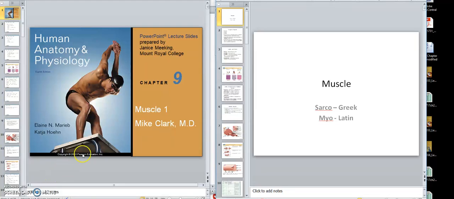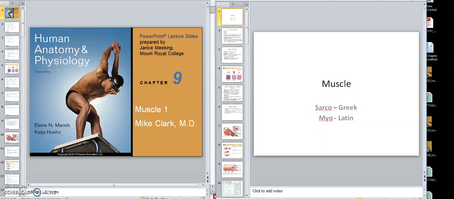Okay, class, where we are now is to start talking about muscle. We're starting on muscle. This is my Muscle 1 PowerPoint. The other thing I want you to do for this particular muscle PowerPoint is this.